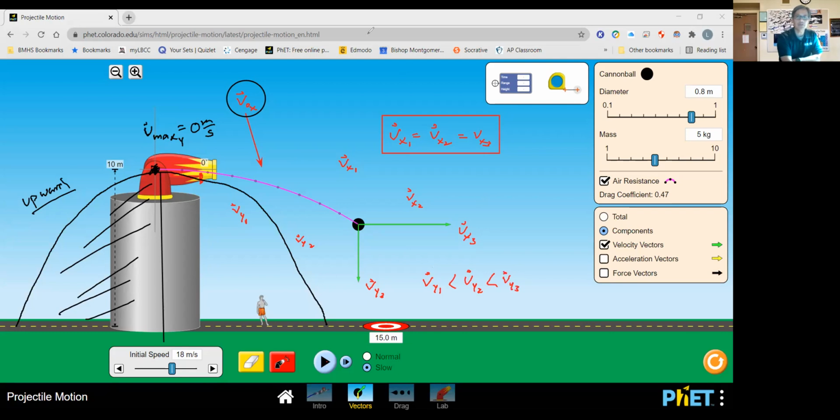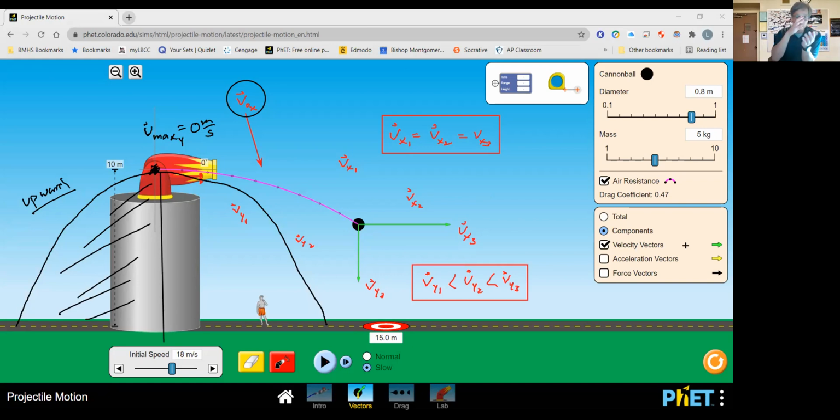And we know this because why? The object accelerates in its downward trajectory. That means that right before we hit the ground, that's when we will get the greatest velocity. Okay? All right, so you have to keep this in mind.